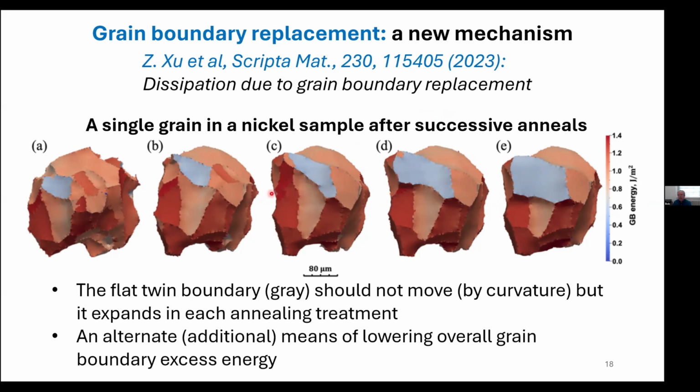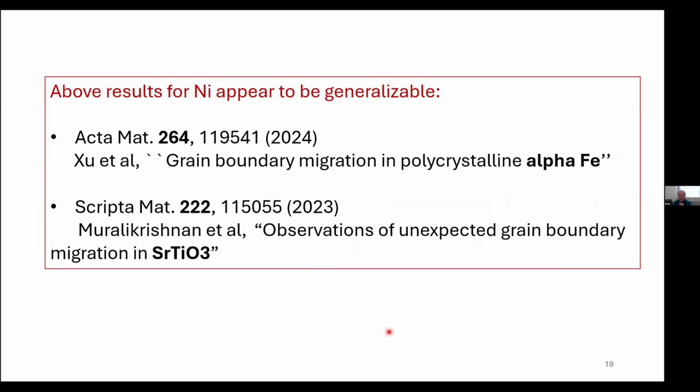There's sort of a lateral growth of a grain boundary because it has lower energy than its surrounding boundaries. So by curvature, you wouldn't expect this to be moving very, very much. And so this is sort of an alternate mechanism, an additional mechanism for the boundary network evolution.